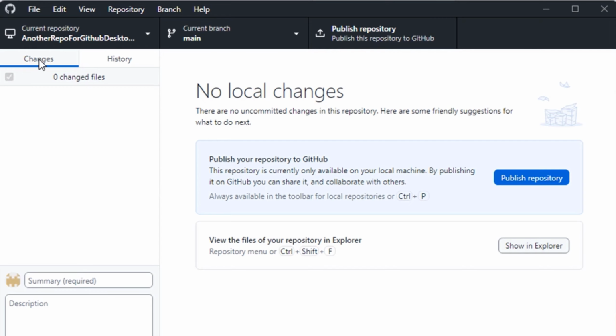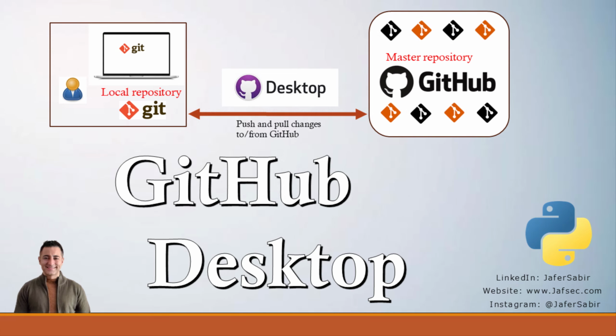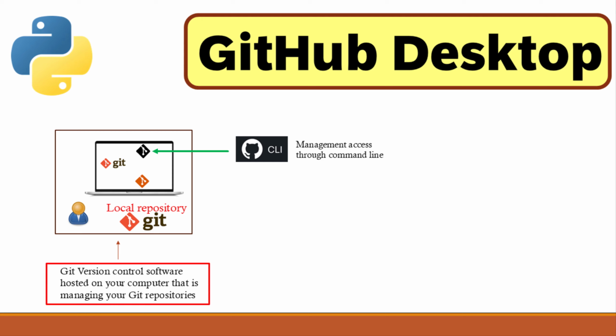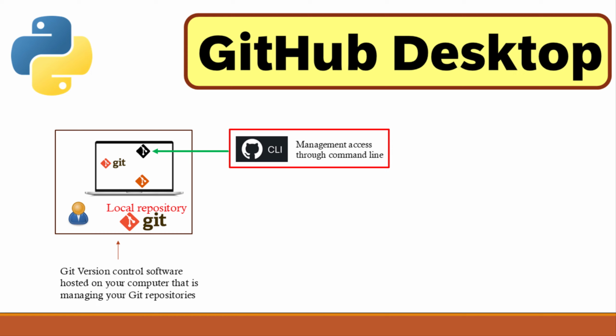Now just to step back for a couple of minutes so we understand the Git environment and the relationships between the different components or services you can call them. First, we have Git version control software hosted on your local computer that is managing your Git repositories. And I have been managing my Git repositories through the Git Bash CLI. So I've been using the CLI in my previous videos. I've already created some repositories in my previous videos.